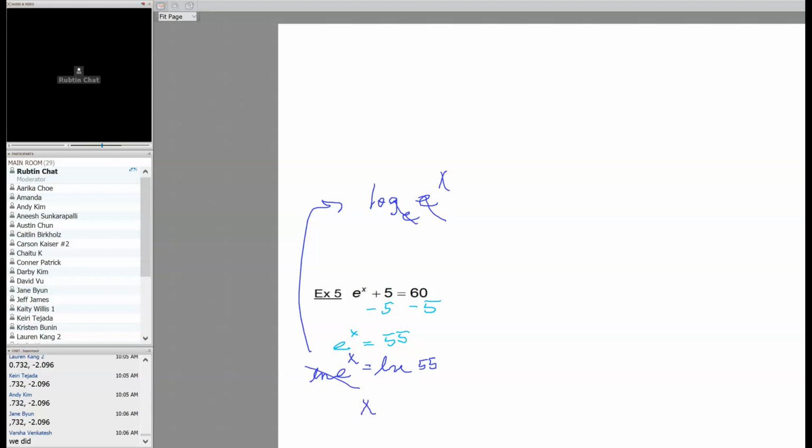So this is gone. I just get x equals ln 55. Done. I can't simplify that. I would not give that in 3 decimals unless you absolutely have to, unless you're asked to. ln 55 is a beautiful number. It means e to the ln 55 is going to give you 55.